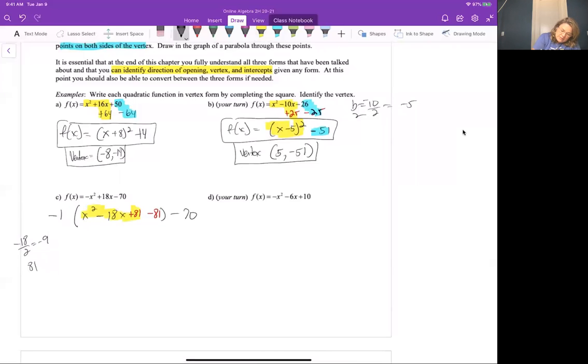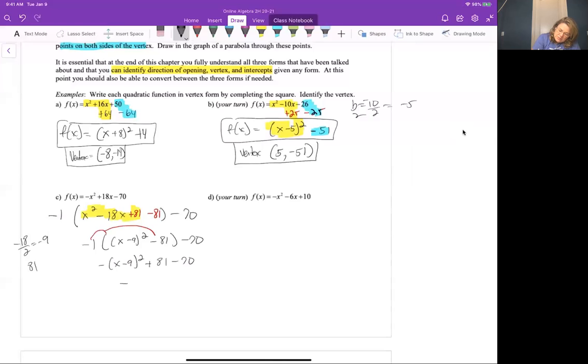So let's rewrite this. -1 times, now I've got to have the factored form of my perfect square. So what was b divided by 2? -9. So I have x minus 9 squared. I still have -81, and I still have -70. Now I have to FOIL. After that, -1 has to completely multiply through each term. And so I have minus x minus 9 squared plus 81 minus 70.